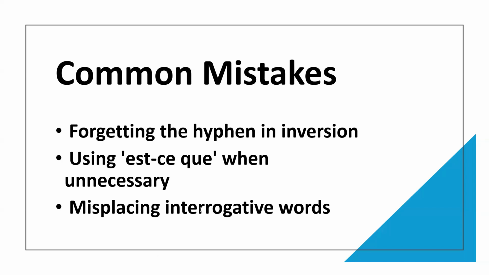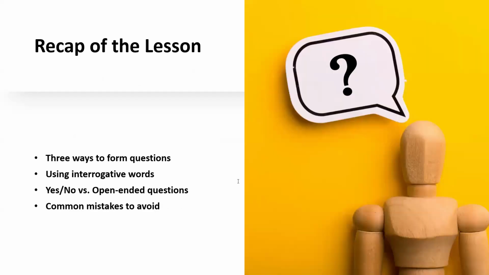See? Perfect. So now, the recap of the lesson. So, three ways to form questions. We saw what the three ways are: the intonation, the inversion, the using of est-ce que, or the using of the other interrogative words. Yes/no versus open-ended questions. So yes/no is going to be with est-ce que, with inversions, and so on. Open-ended questions are going to be with interrogative words.